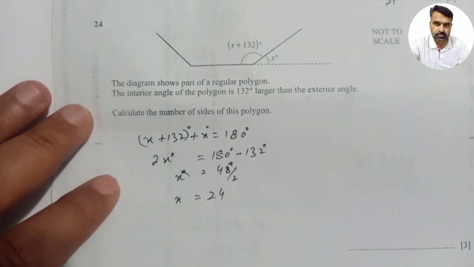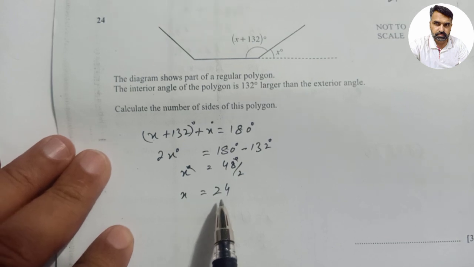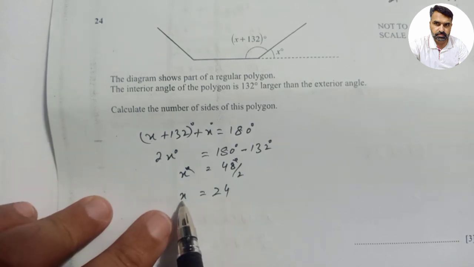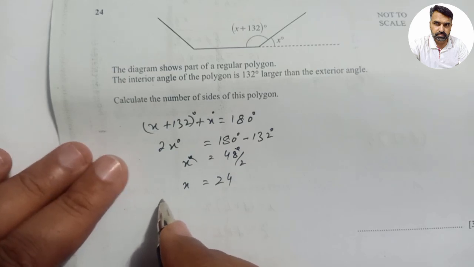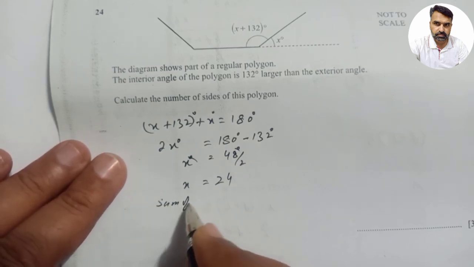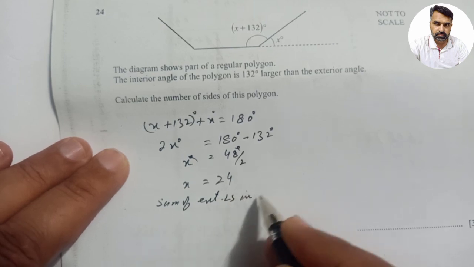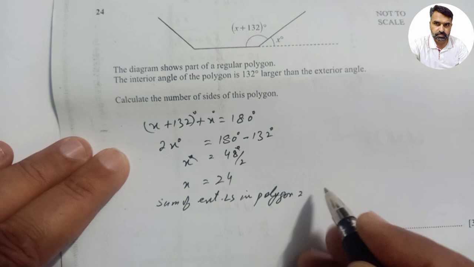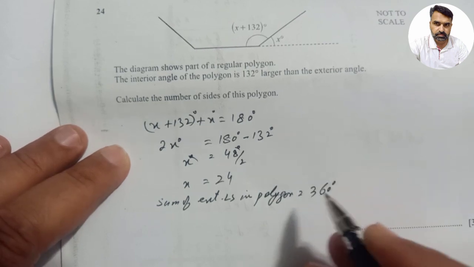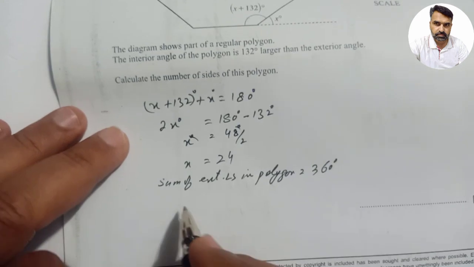Now students, we know that the sum of the exterior angles of any polygon is 360 degrees, and the exterior angle is x, and the number of sides is n. So first we will write the formula. The sum of exterior angles in any polygon is equal to 360 degrees. So students, the exterior angle is 24 degrees and the number of sides is n.